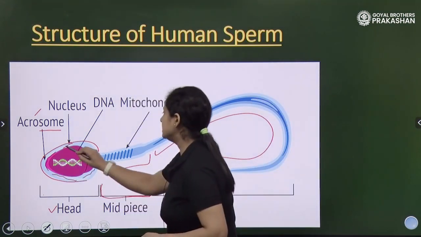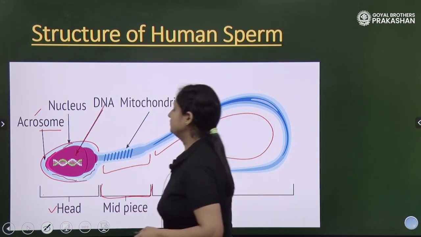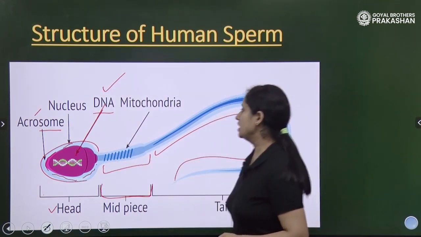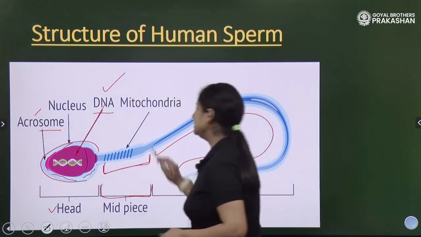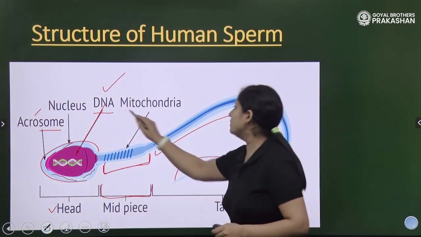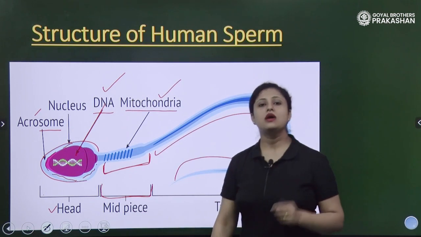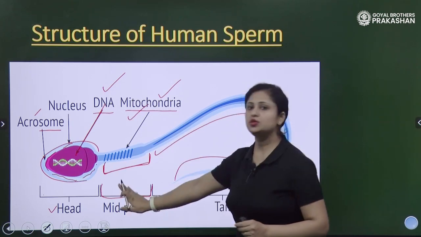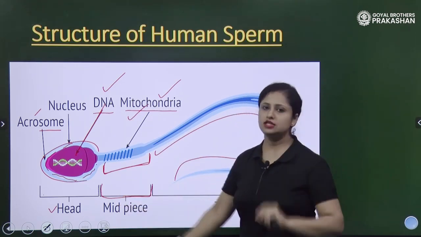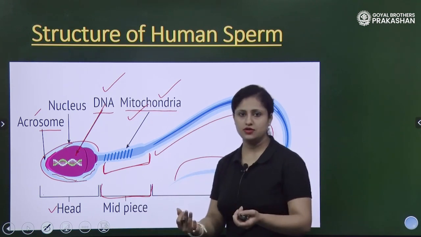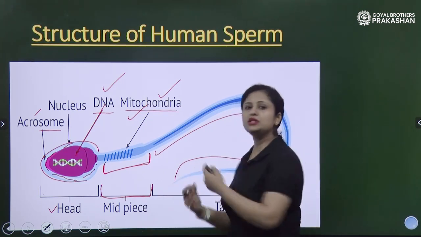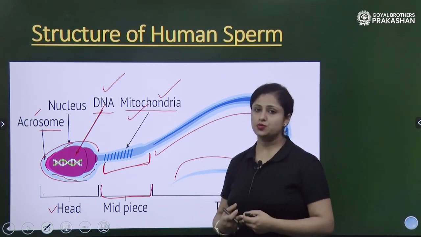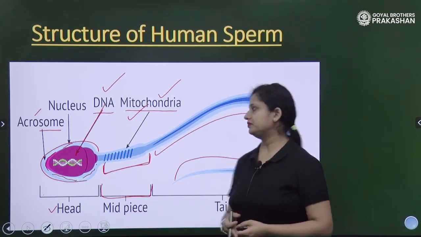Here, the nucleus is present. This is a part in which DNA is located inside the nucleus. And this midpiece comprises of the mitochondria. Mitochondria is also known as powerhouse of the cell. So, basically, the reason of mitochondria to be present here is to provide energy so that human sperm can actually work with energy. Because for the movement of this cell, a lot of energy is required. So, that energy is provided by mitochondria.